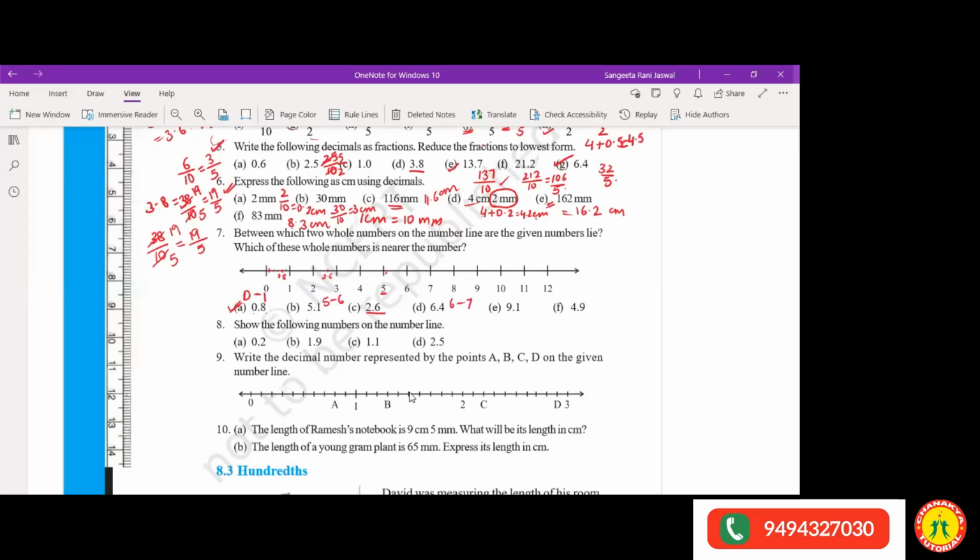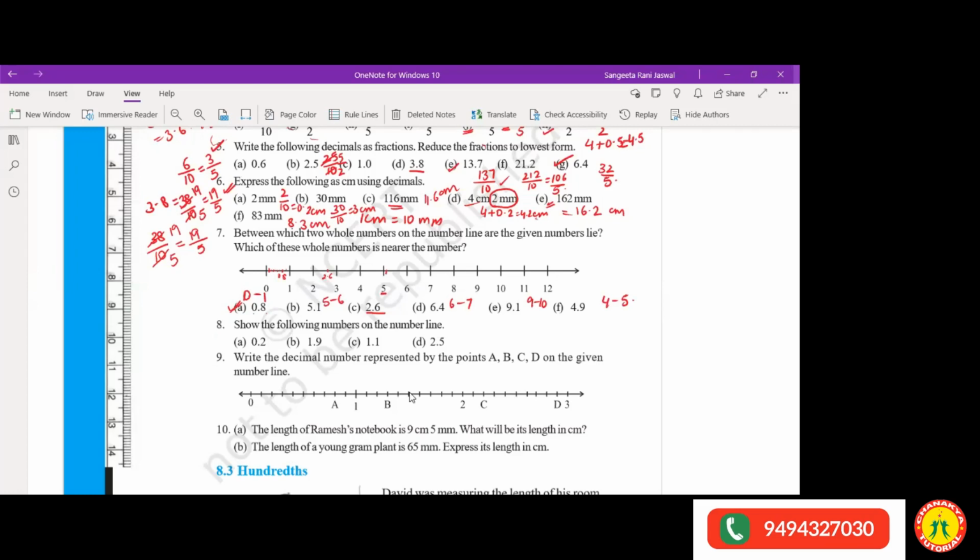Okay, Ashwath, tell me, where does 9.1 lie? 9.1, 9 and 10. Very good. Okay, Sritesh, tell me, where does 4.9 lie? Ma'am, between 4 and 5. Okay, that was question 7. I hope you all have understood now. Yes, ma'am.